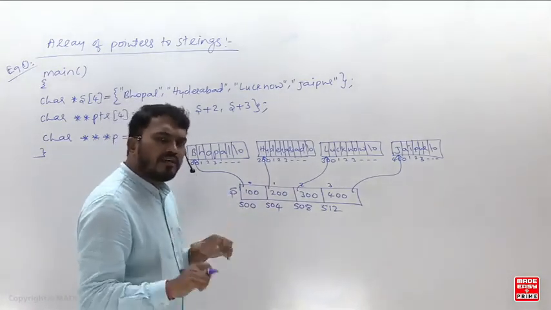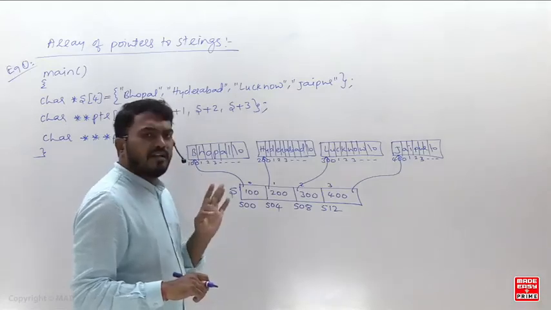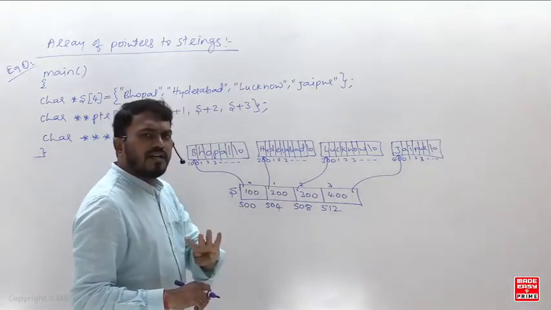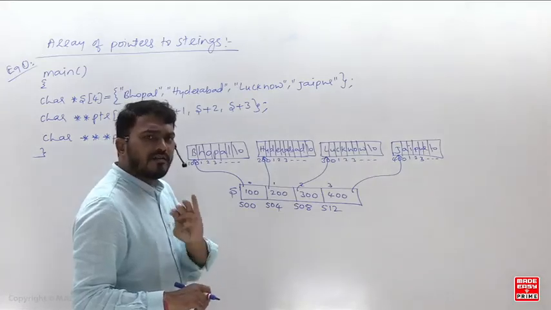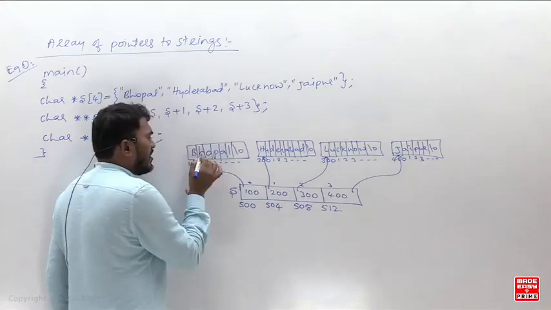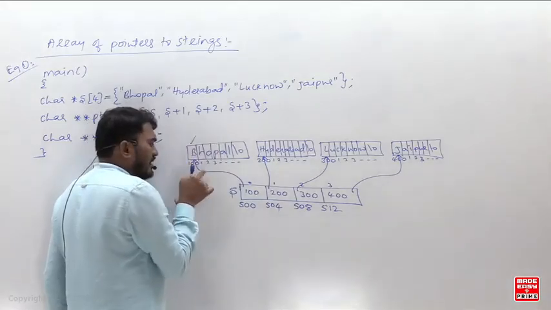S is saying that I am the array of 4 elements. Every element is a character pointer. I can take addresses of the 4 characters only. We are giving addresses of the 4 characters. So 100 is the address of this character B.